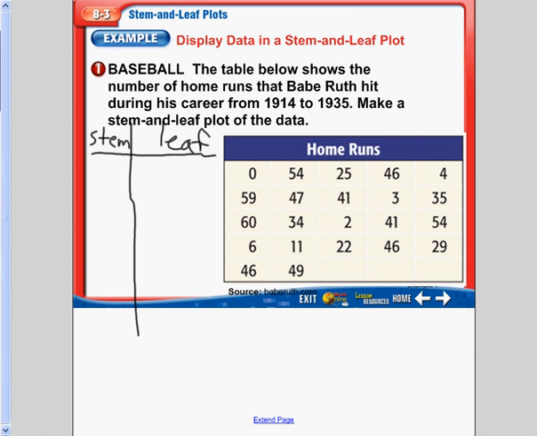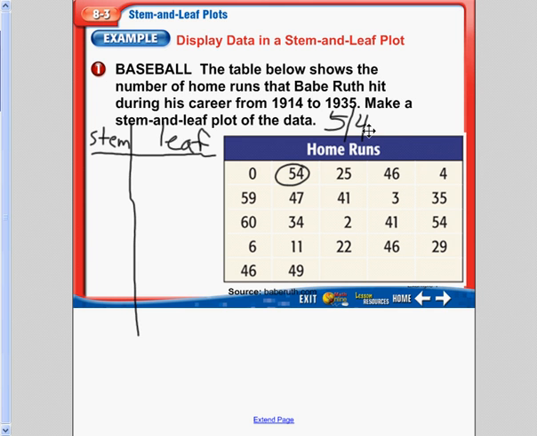Reading the label here, it says home runs. Somewhere on here, I'll do it right above the graph, we want to make a key. I would pick a point they gave us, say 54, and write 5|4, which should be a straight slash, just like between stem and leaf. This means that it is 54, and I'll just write HR for home runs, because that's how they shorten it in baseball.